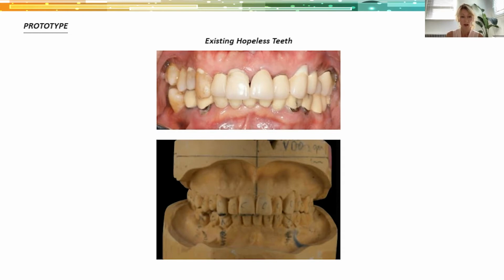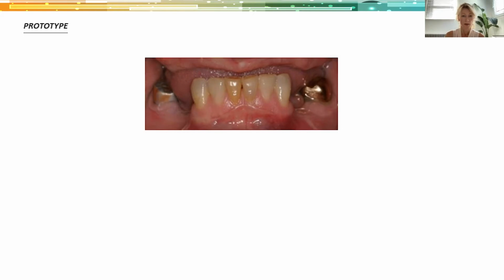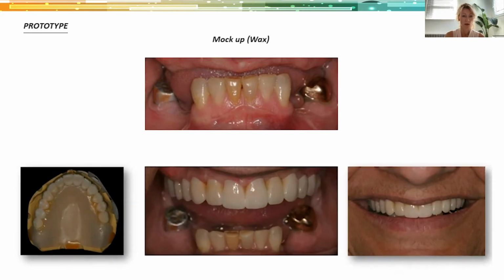up, or simply the mouth can be scanned and these modifications can be done virtually. So there's a lot of options how to do it, but the concept is let's figure out what we want to achieve first, outline it, and then whichever option works best for us, we can implement. We can have a prototype also through a mock-up, a wax mock-up.